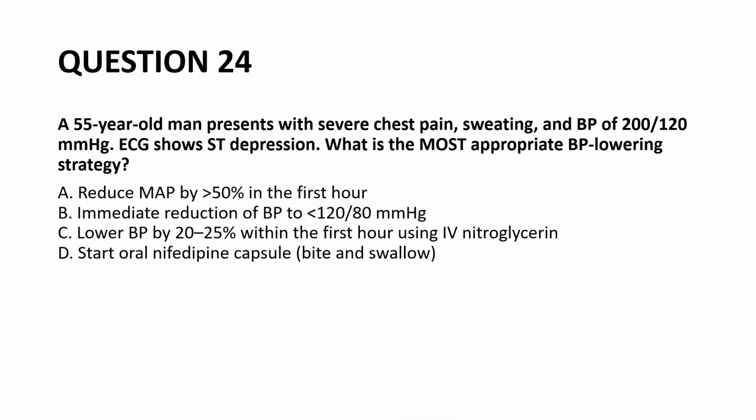A 55-year-old man presents with severe chest pain, sweating, and blood pressure of 200 over 120 millimeters of mercury. ECG shows ST depression. What is the most appropriate BP lowering strategy? Reduce the mean arterial pressure by greater than 50% in the first hour. Immediate reduction of blood pressure to less than 120 over 80 millimeters of mercury. Lower blood pressure by 20 to 25% within the first hour using IV nitroglycerin. Start oral nifedipine capsule.